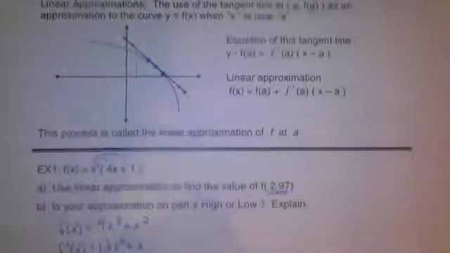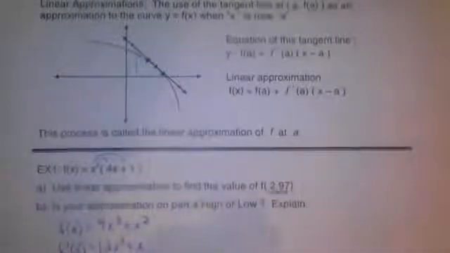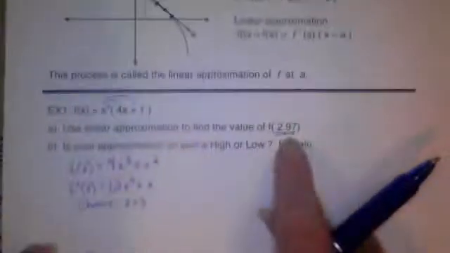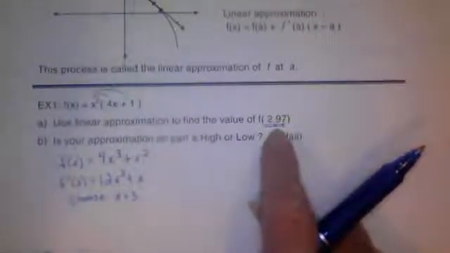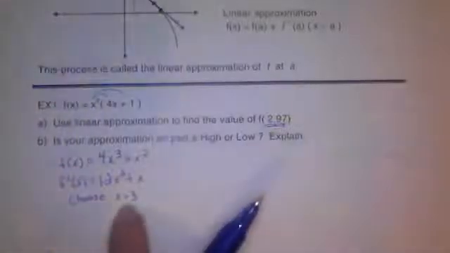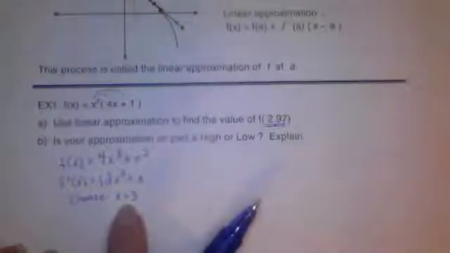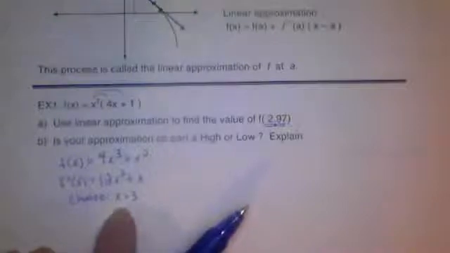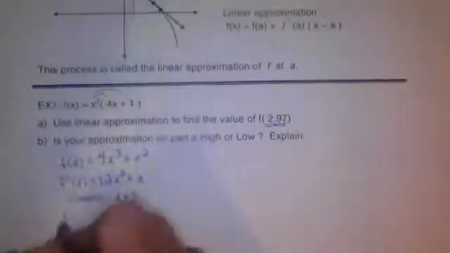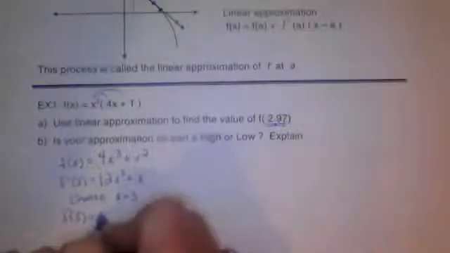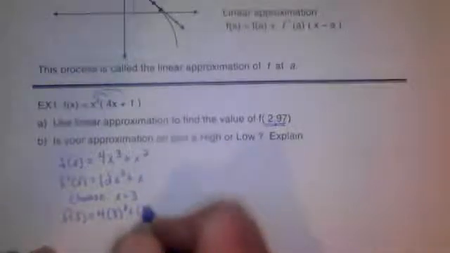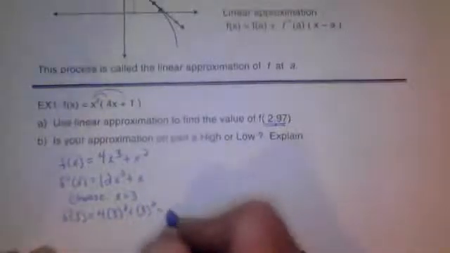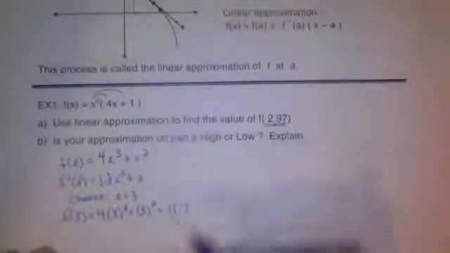So we're choosing to use x equals 3 because it's close to this number. All right, so we're going to write the equation of the tangent line at 3. To do that, I need to know the value of the function at 3. So I'm going to plug 3 in here. That actually gives me 117.